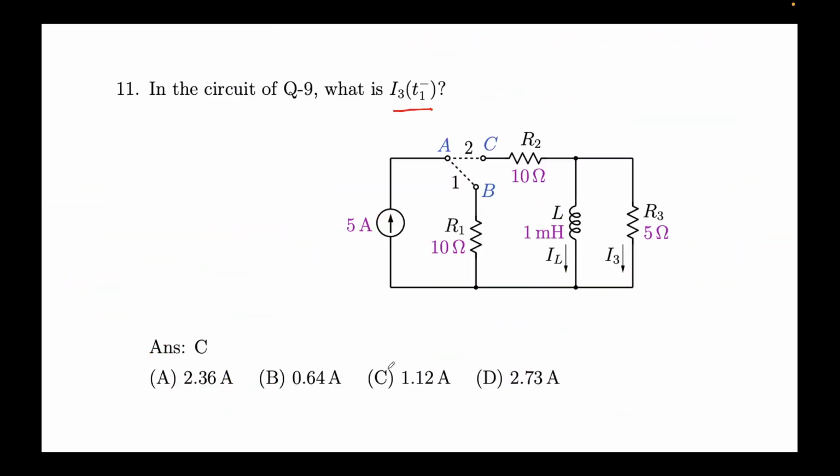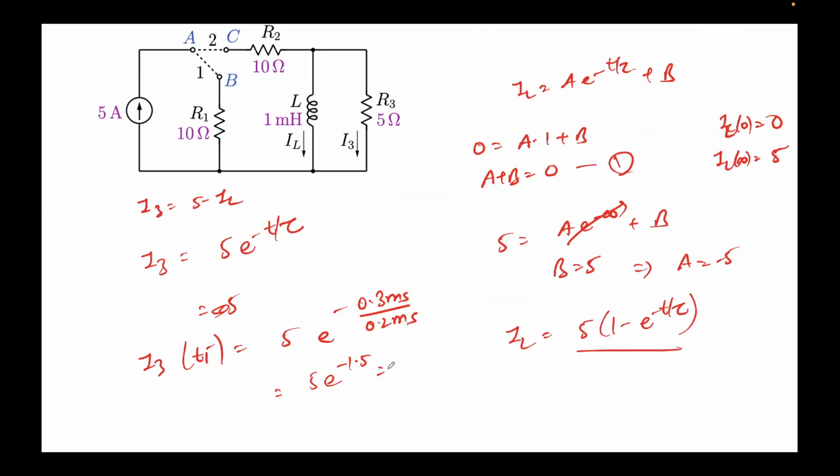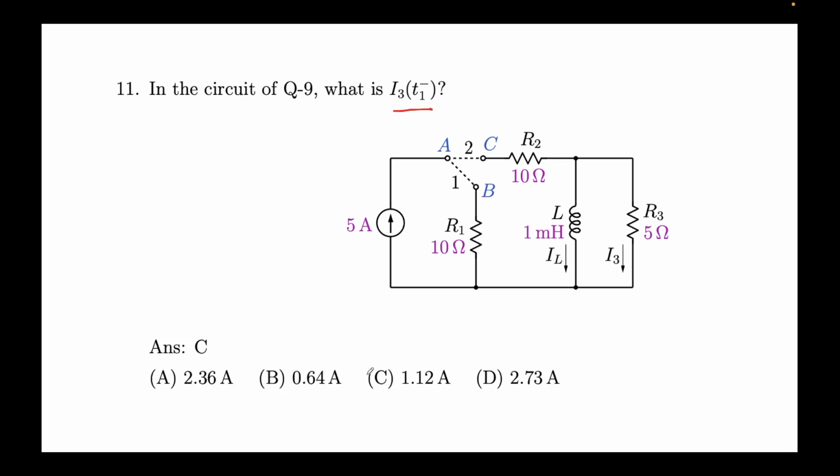So the answer is coming out to be 1.115 amps, or milliamps, amps. So rounded off to 1.12 amps, which is your expression C. There's one more interesting thing that's happening over here, which I should point out.